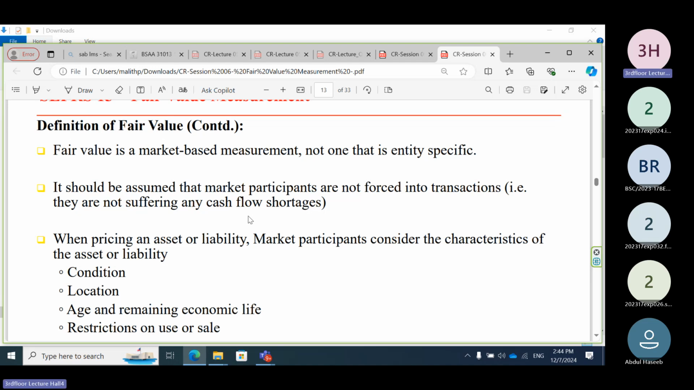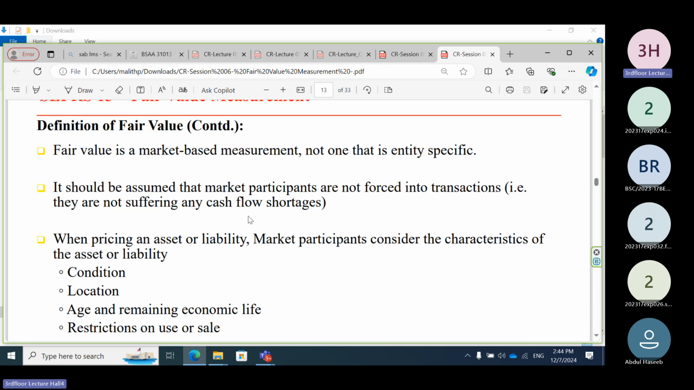It is a common factor to all the stakeholders. If auditors come and do an independent fair valuation, they should get the same value. That's why they say it is a market-based number. It is not a specific number to one individual or one company.